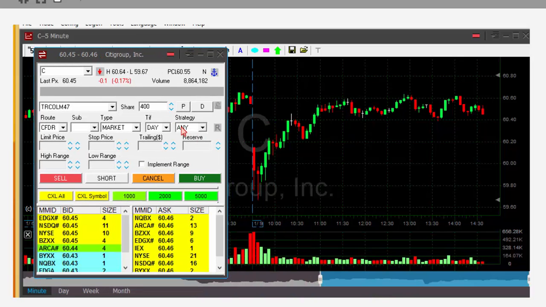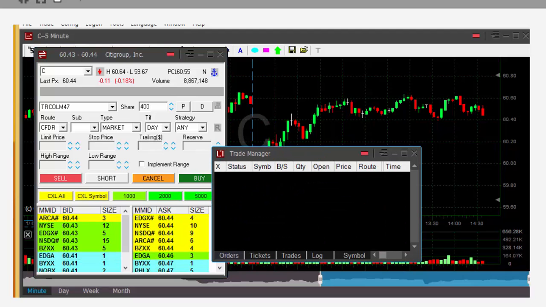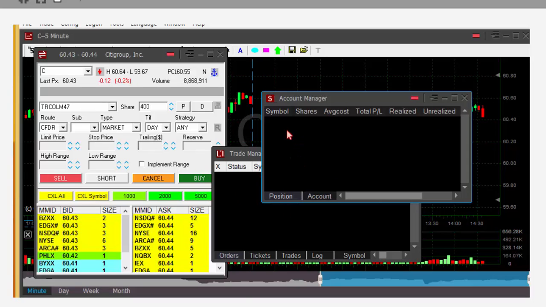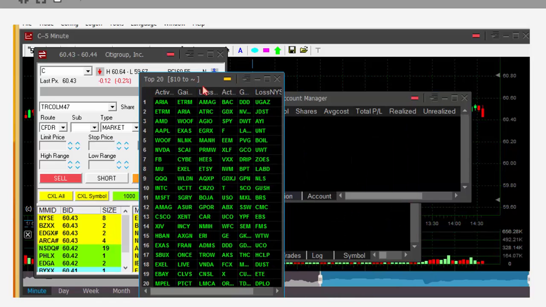I do add to that my trade manager and my account manager. So if I have open orders here, or if I have positions or whatever, which I don't have right now, but if I click a position that I have in here, it's also going to jump to the stock box and to the chart. That will make it very easy for me to in fact watch them. So I do that.